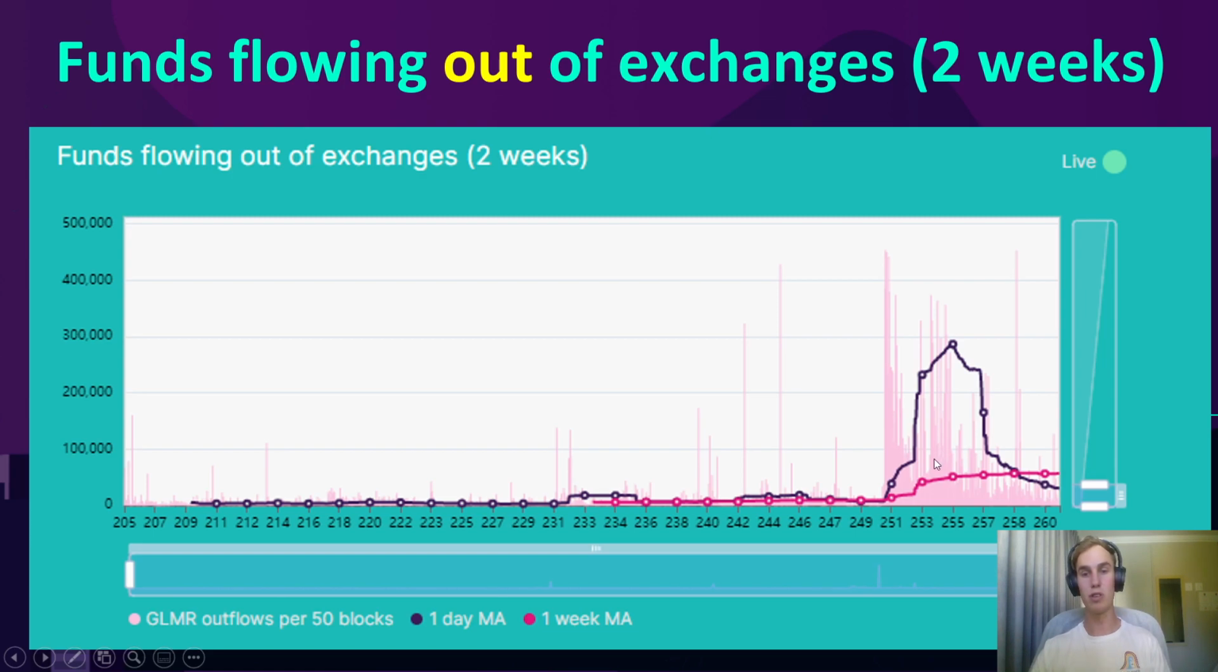So once again, relative to historical means, we saw a massive spike in the one-day moving average and the 1 week moving average, which sort of just represents that the smart money was buying during that time of fear and scooping up these valuable Glimmer tokens.